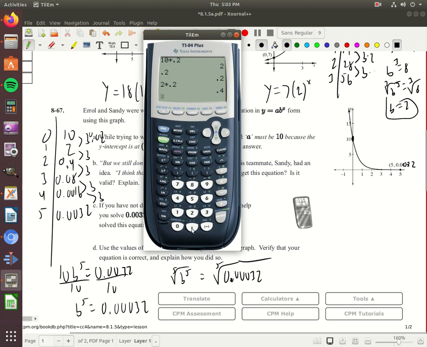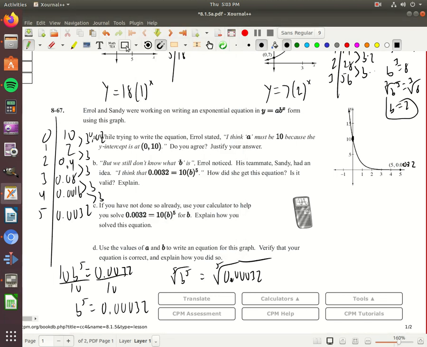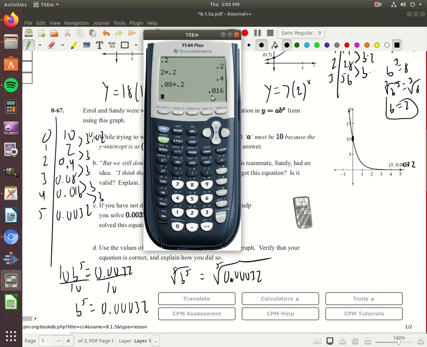I better not get too cocky. 0.08 times 0.2, 0.016. Yeah, I'm glad I double checked it. 0.016. And then if I multiply 0.016 times 0.2, I should get 0.0032. So that worked out well.